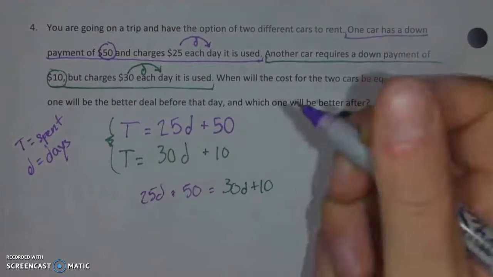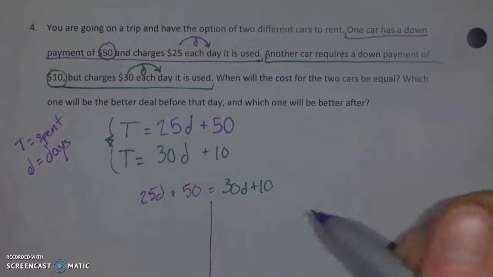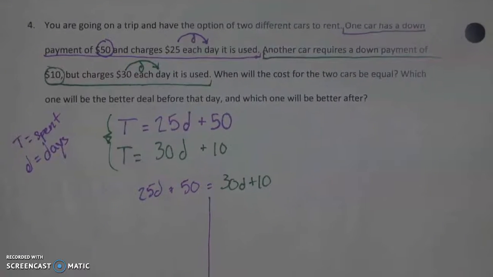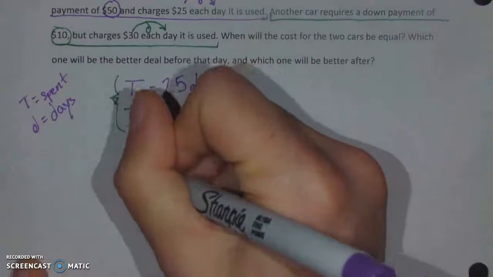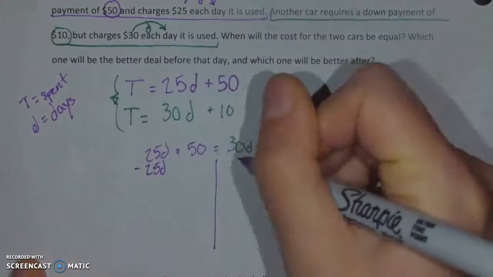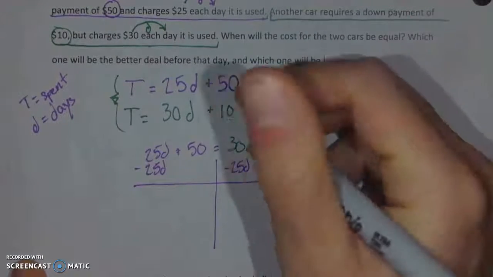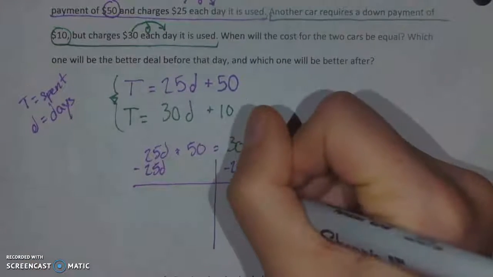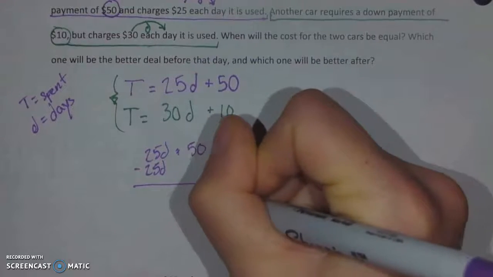So here, what I'm going to start with is getting all of my like terms combined. Now here I am switching sides, so that means I'm going to have to undo order of operations. So I'm going to subtract 25D. This is going to ensure that all of my D's are combined, leaving me with 5D plus 10 and 50 on the other side.